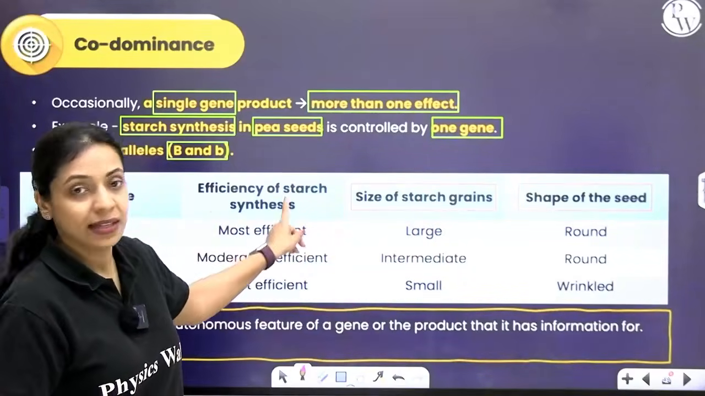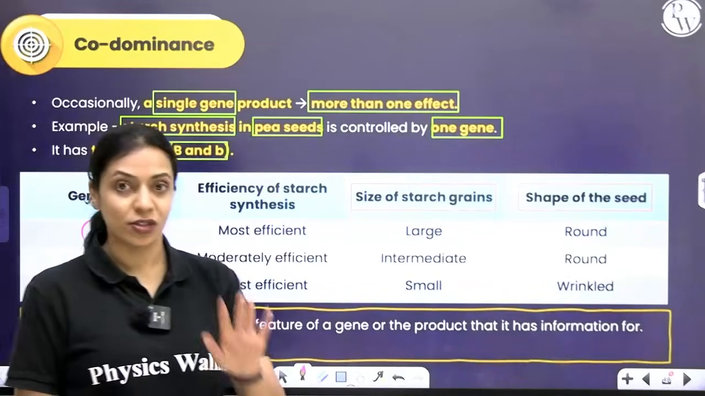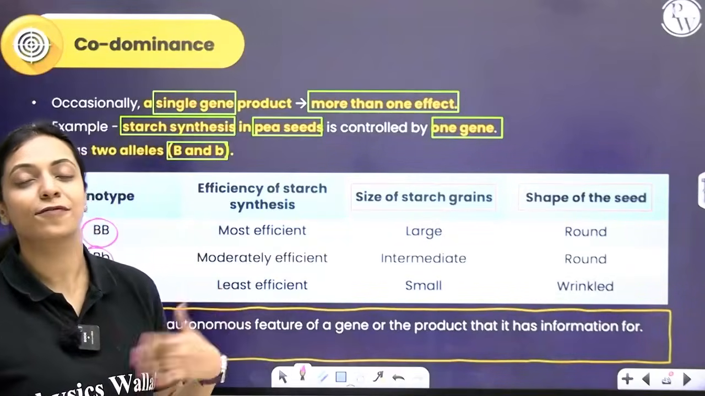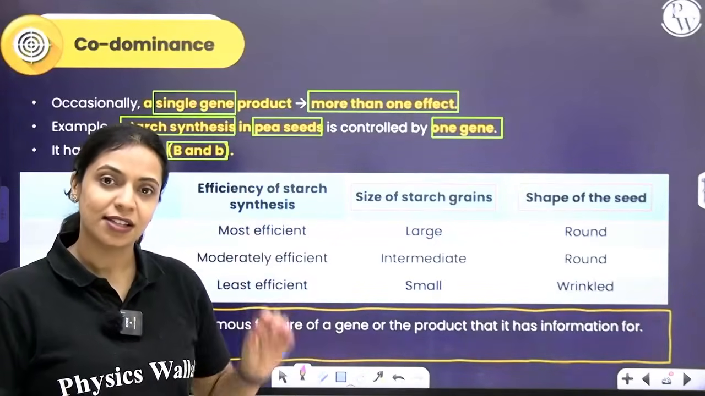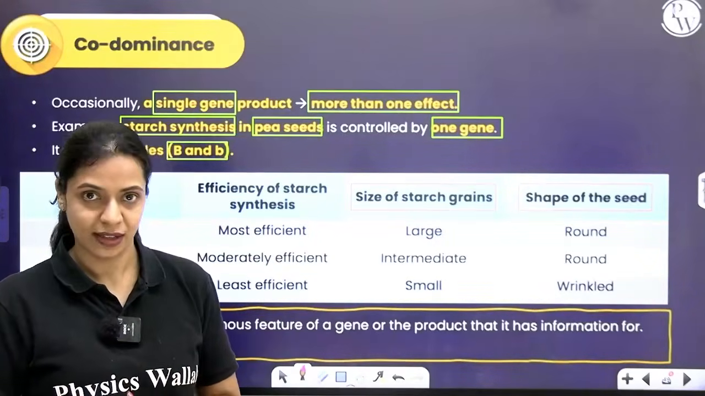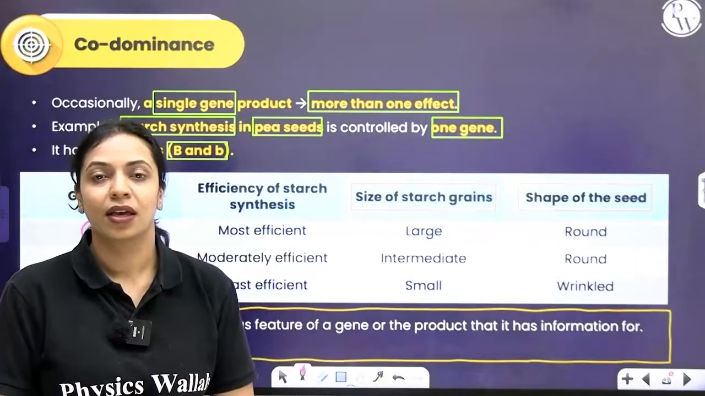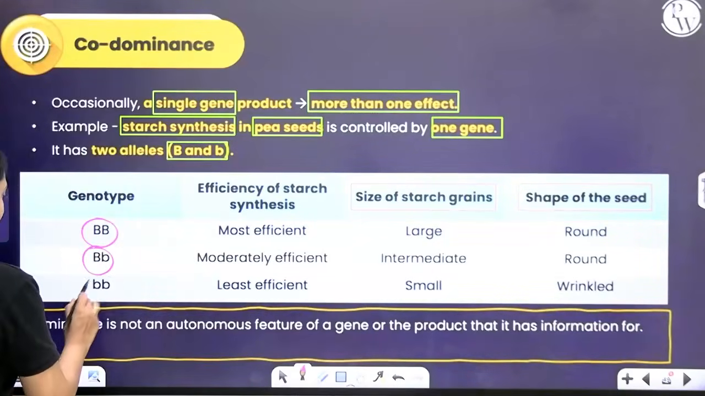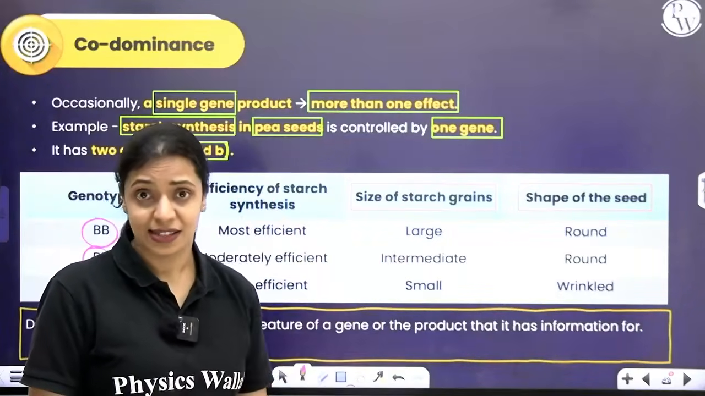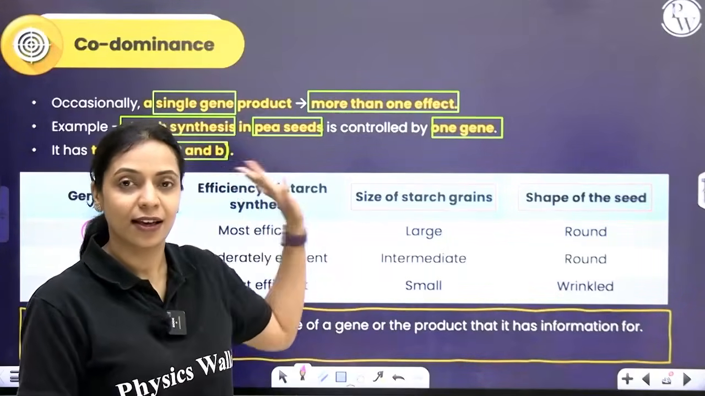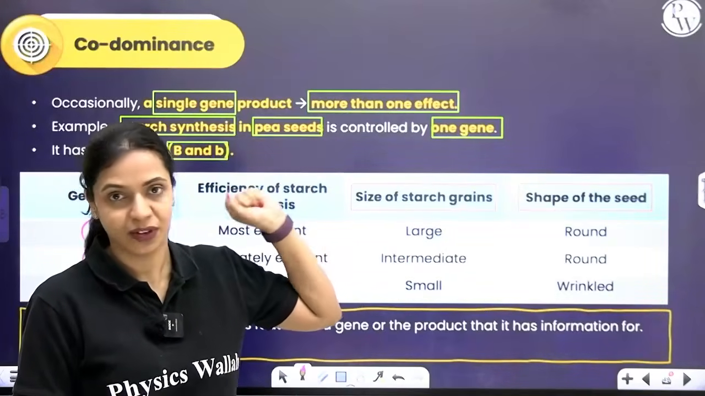Okay. Second, if it is heterozygous having a capital B lowercase b, of course it can synthesize starch grains, but efficiency will be moderate compared to capital B capital B. It will synthesize intermediate starch grains and the shape will be round, as you can see here. If it is lowercase b lowercase b, efficiency of starch grain synthesis is the least among the three genotypes. Here, the starch grains are very small in size. As a result, the shape of the seed will be wrinkled.